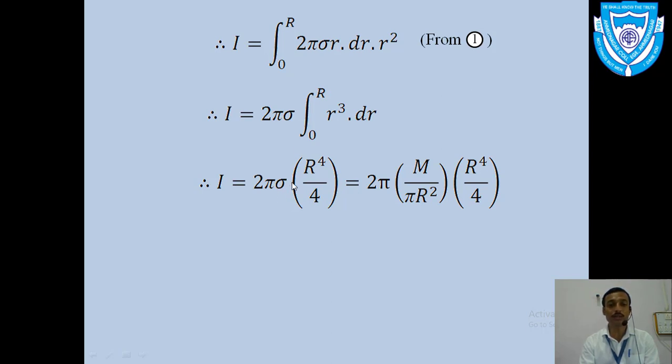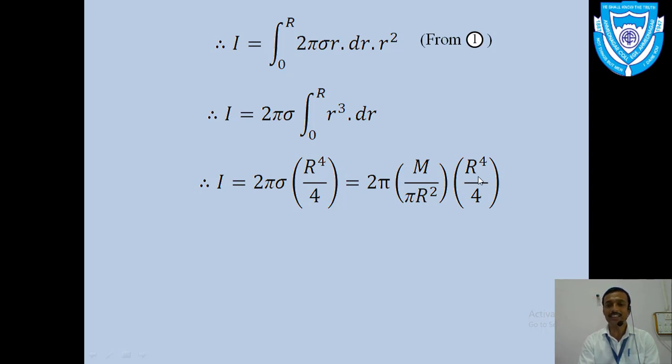Sigma is nothing but, see, till now we had taken sigma for that ring. Now here sigma is taken for the disk, because I have taken integration from 0 to capital R. So sigma is surface density, that is mass per unit area, m upon pi r square. So I get moment of inertia 2 pi as it is. Instead of this sigma I put m upon pi r square. This R raised to 4 upon 4 as it is.